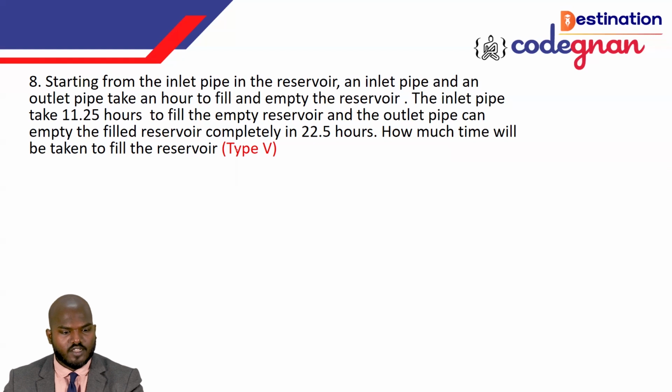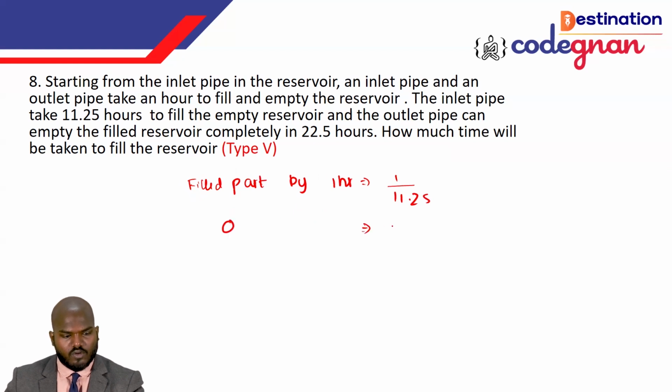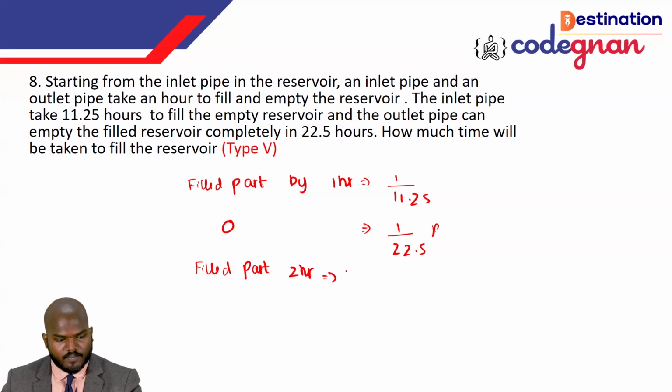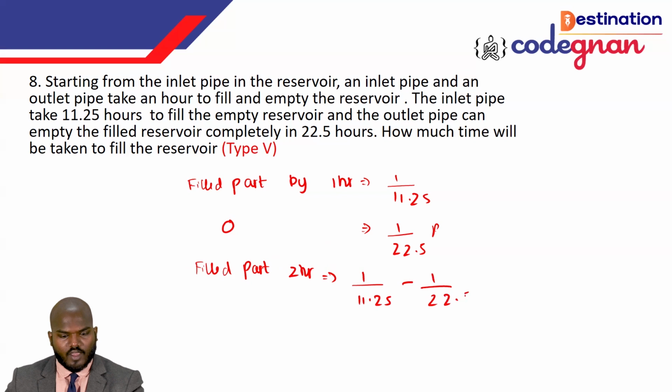So you see this one, guys, the filled part by 1 hour. The filled part by the inlet pipe in 1 hour, we can say that is 1 by 11.25 part. Same like the outlet pipe by 1 hour is equal to 1 by 22.5 part. So the filled part in 2 hours, because each of them is working alternately, right? That is 2 hours means one is draining and one is filling. 1 by 11.25 is filling, 1 by 22.5 is draining here.